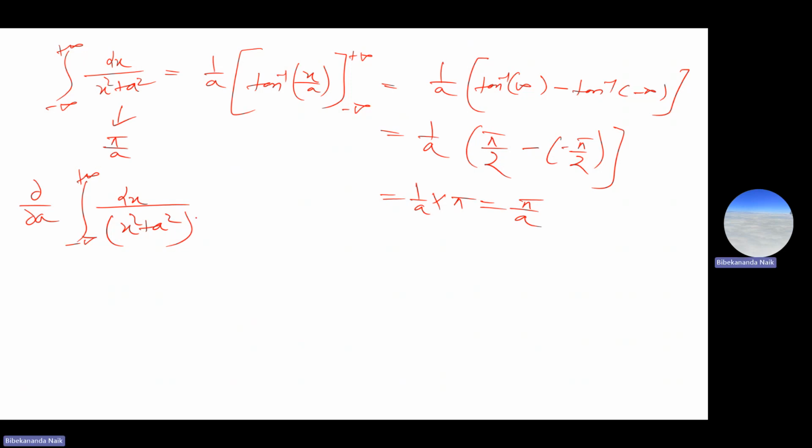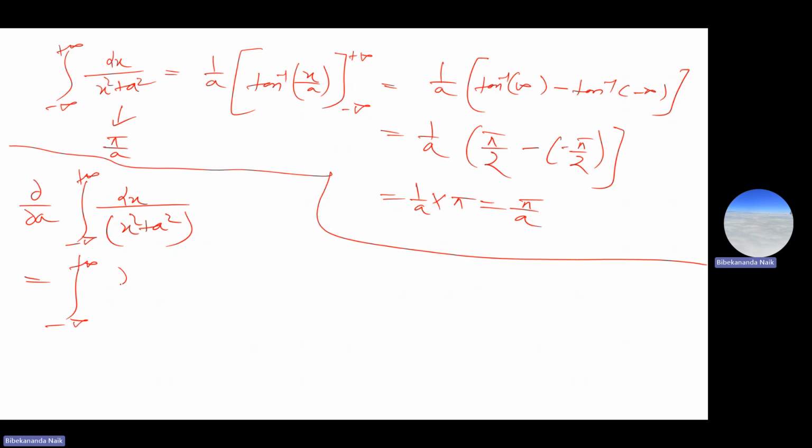So we can write this as, suppose this is the part, minus infinity to plus infinity ∂/∂x of 1/(x² + a²), and after that there will be dx. So this part can be written like this. So we know the ∂/∂x of 1/(x² + a²) will be how much?